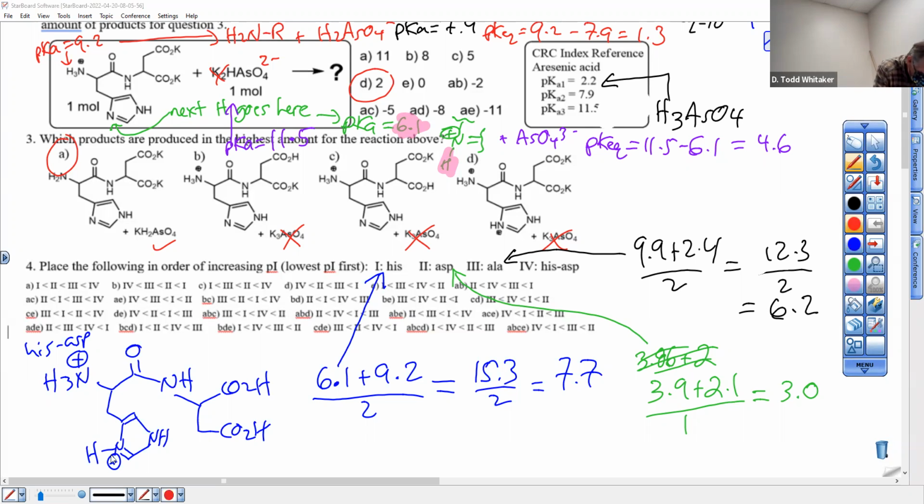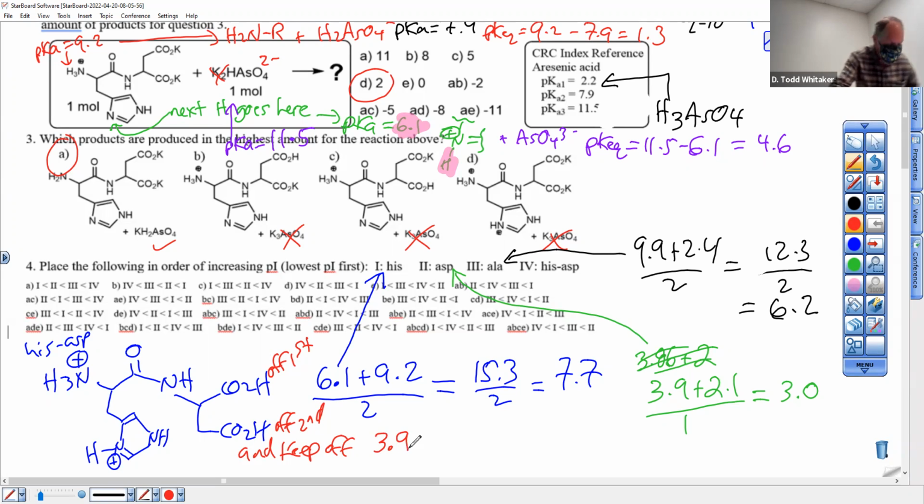So this one's off first, off second, and keep off. So there's one of your numbers. What is the number? Was it 3.9? ASP, the bottom CO2H. Good.